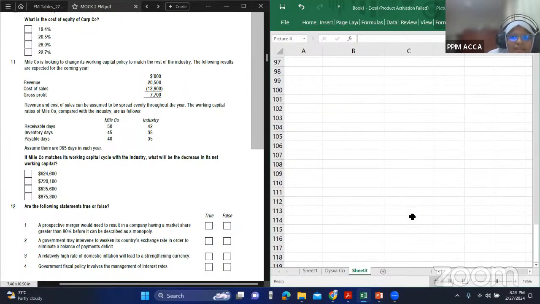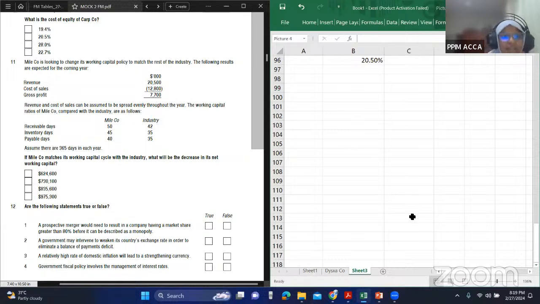Then it says Mile Company is looking to change its working capital policy to match the rest of the industry. The following results are expected for the coming year. We have revenue, cost of sales, gross profit. Revenue and cost of sales can be assumed to be spread evenly throughout the year. Working capital ratios compared to the industry are as follows. We have the receivable days, inventory days, payable days for Mile and the industry. Assume there are 365 days in each year.